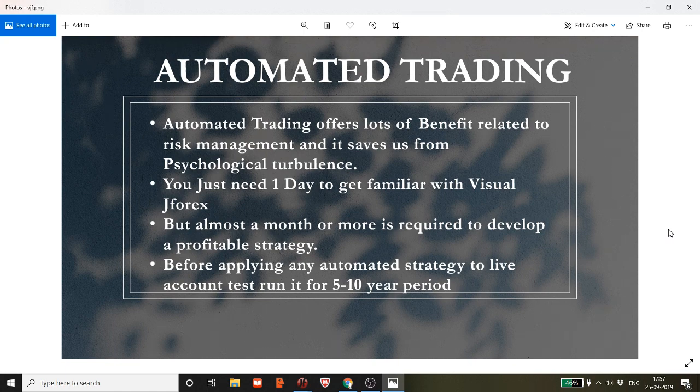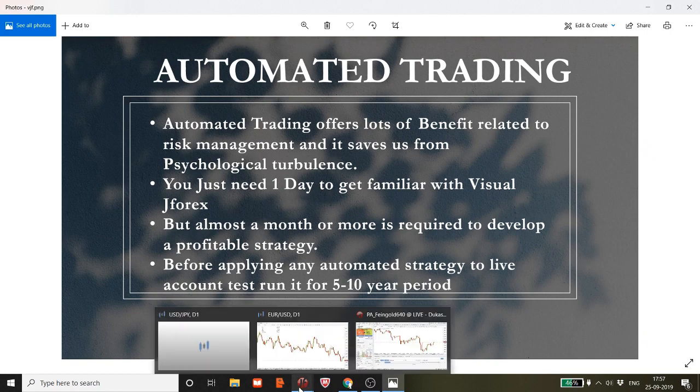It is a very easy to use tool. You just need one day to get familiar with all of its functions, but to develop a profitable strategy you will need a month or more. And after you develop a strategy, test run it for a period of almost 5 to 10 years. Then only will you come to know the profitability of that strategy in the long run. If not, you try to make changes, keep working on it, and you will get a profitable strategy.